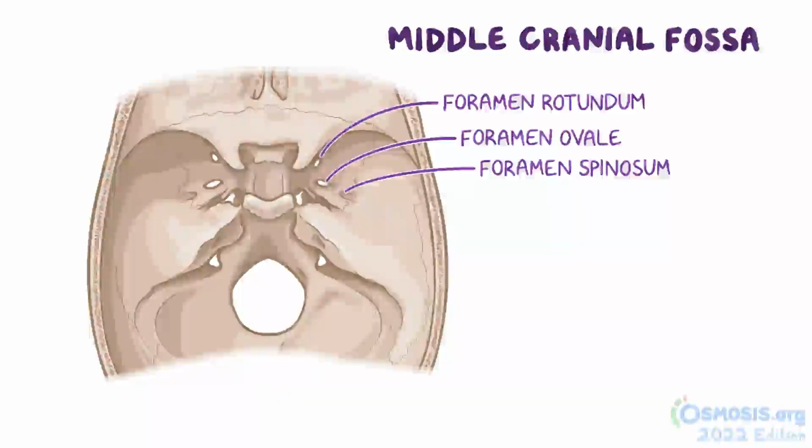Finally, right where the sphenoid, occipital, and temporal bones join, there's the foramen lacerum. All of these foramina serve as passageways and landmarks for important structures passing in and out of the cranium.